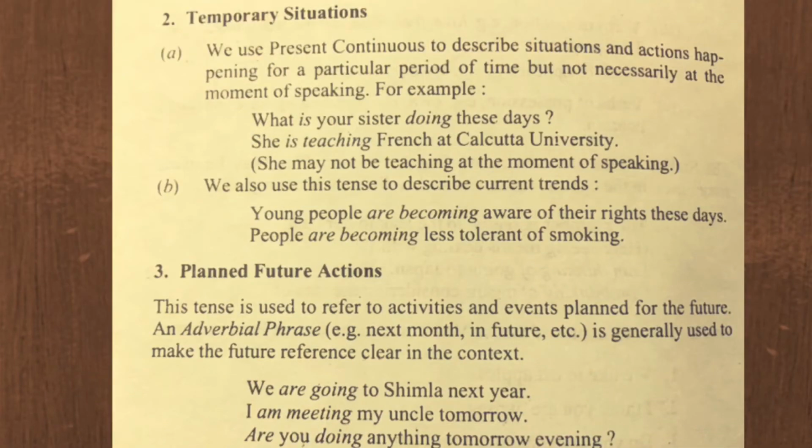Point 2. Temporary situations. We use present continuous tense to describe situations and actions happening for a particular period of time, but not necessarily at the moment of speaking. For example, what is your sister doing these days? She is teaching French at Calcutta University. She may not be teaching at the moment of speaking.